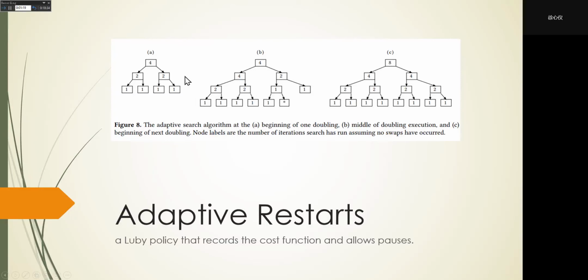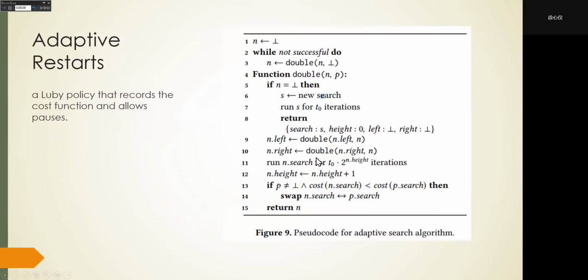Instead of going from A to C, it first multiplies all of the provided running time on the nodes, and then it adds a lot of leaf nodes with a running time of just 1 unit time. So that's the algorithm of adaptive restart.